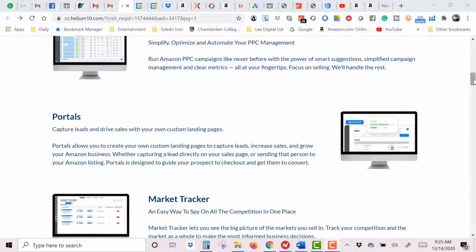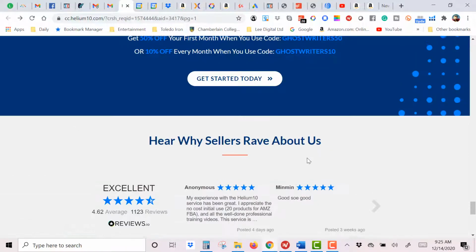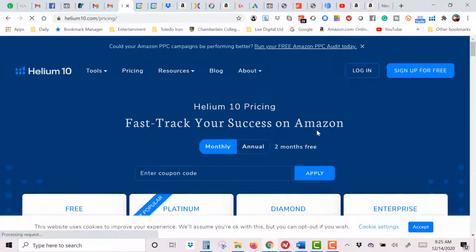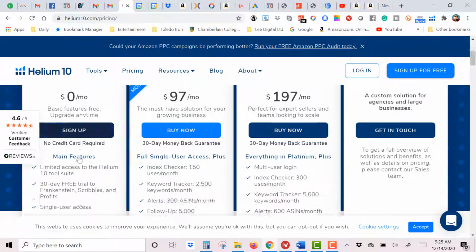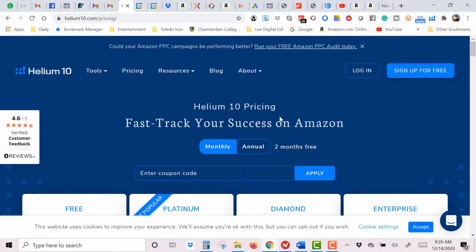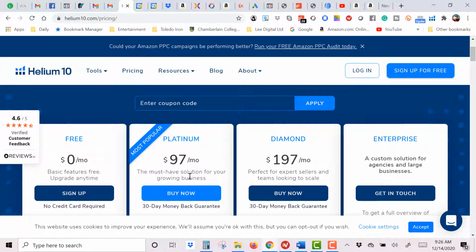You're going to scroll all the way to the bottom here, and it says Get Started Today. Click on that, and then sign up for free. All right. There's a free version, $0 per month. That's what I use. I use the extension. Here it is up here, Helium 10. Once you sign up for this, you'll get the extension up above, and that's what I'm going to show you how to use today, how I use it. But go ahead and use my link in case in the future you do step up and get this.